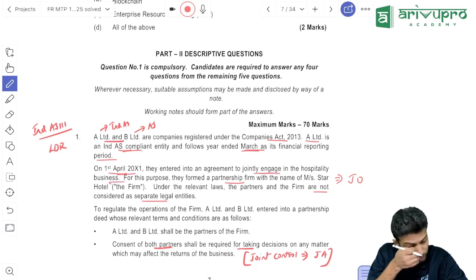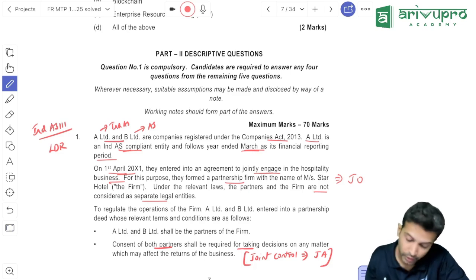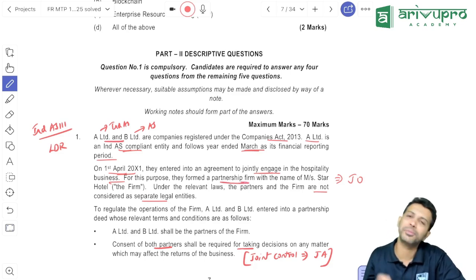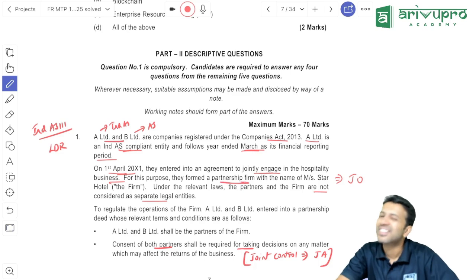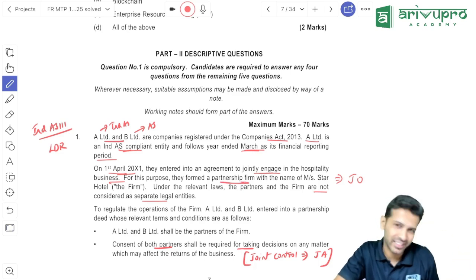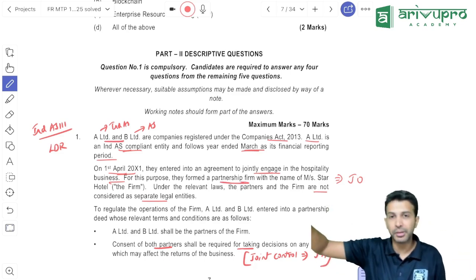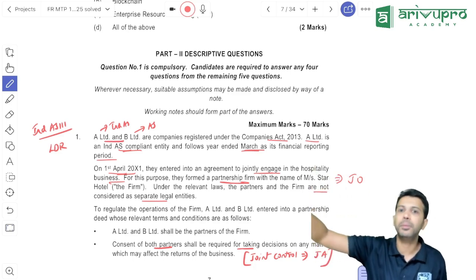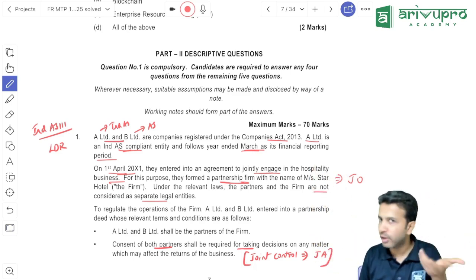So they both have come together to do some hospitality business. For this purpose, they formed a partnership firm. Why? Sir, a partnership firm is not a separate legal entity. Are partners and partnership firm different? No. If the partnership firm has one asset, it means that the partner will have a right over that asset.